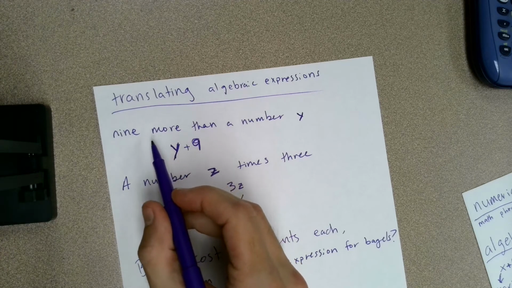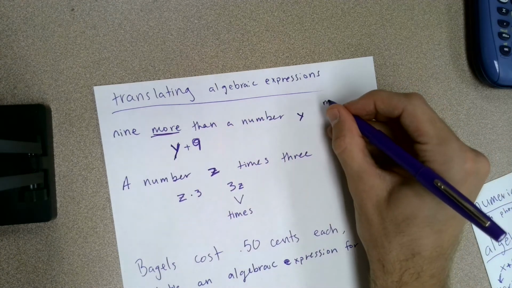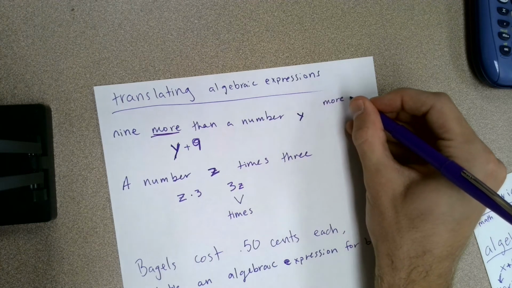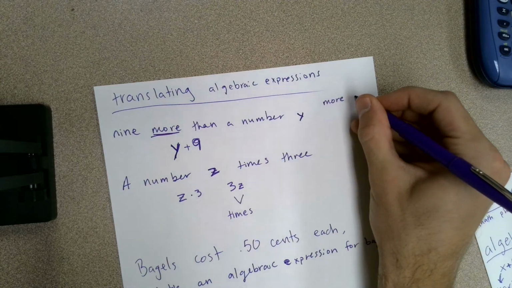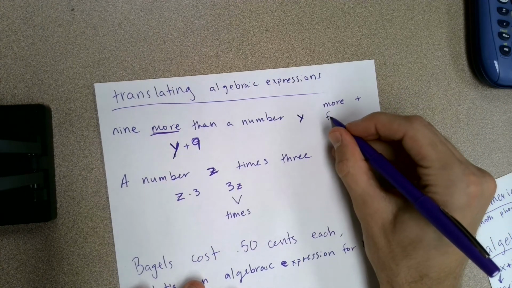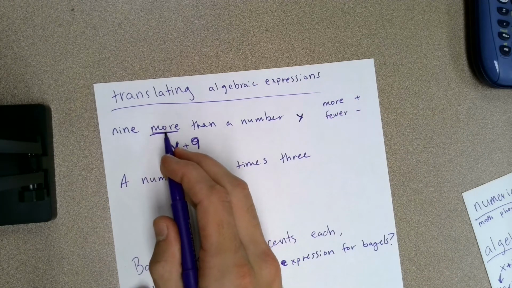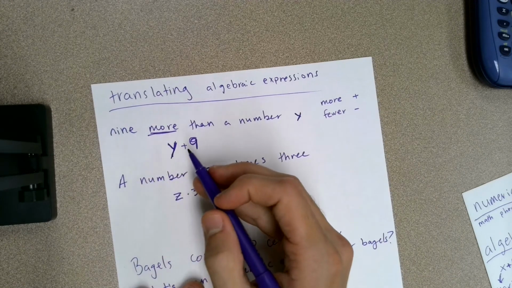For example, in this one, I was able to see 9 more. I know that more means add. I know that fewer would mean minus. So if it said 9 fewer than a number y, that would mean 9 minus y.